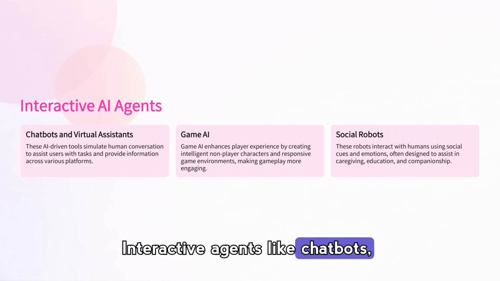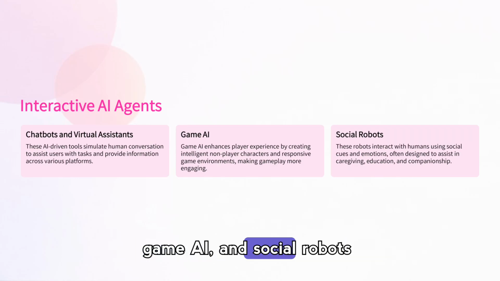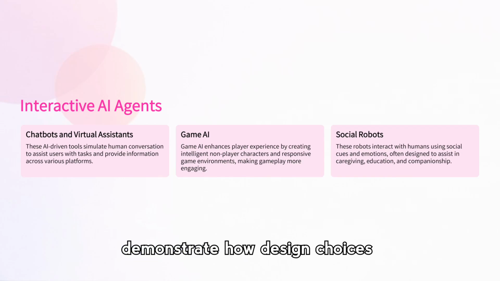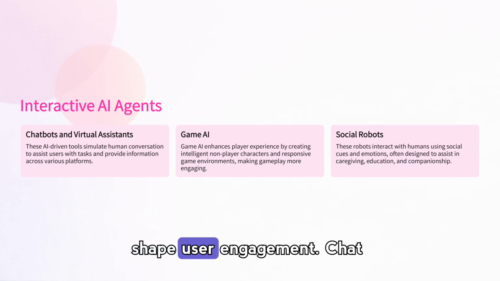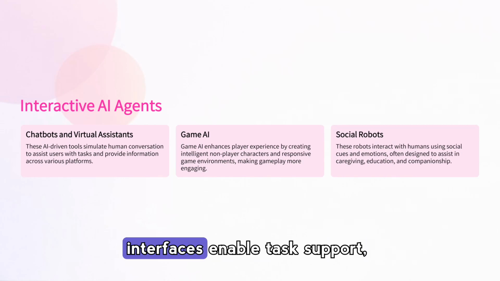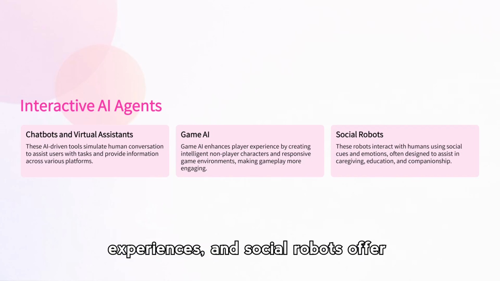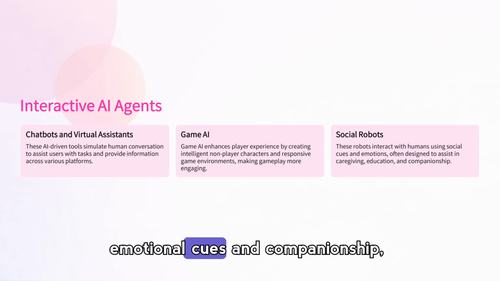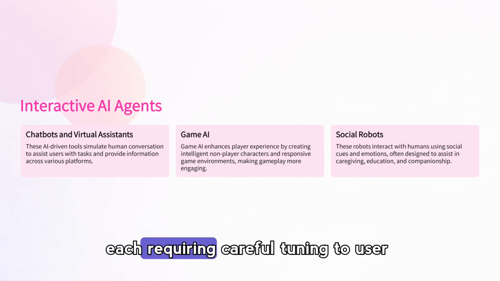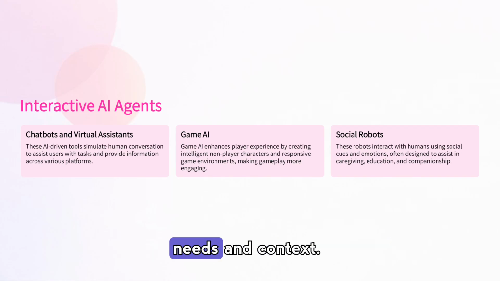Interactive agents like chatbots, game AI, and social robots demonstrate how design choices shape user engagement. Chat interfaces enable task support, game agents create dynamic experiences, and social robots offer emotional cues and companionship, each requiring careful tuning to user needs and context.